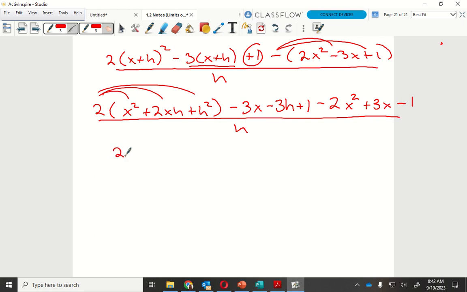So 2x squared plus 4xh plus 2h squared minus 3x minus 3h. Oh, you're right, 2h squared.